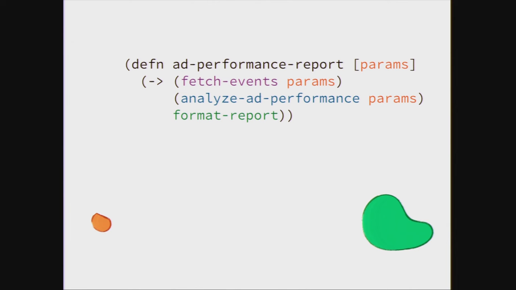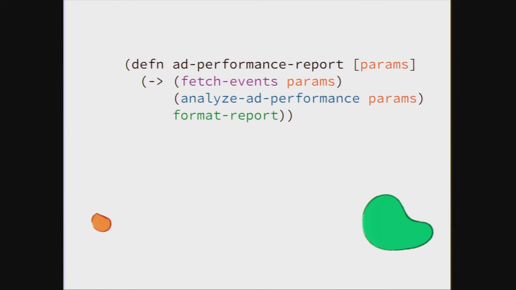So say I need to find out what's in that report data, so I back up a step. This is where format report is called. And this is one of the beautiful things about Clojure, is you get these really nice data pipelines of data going in and it's going through.